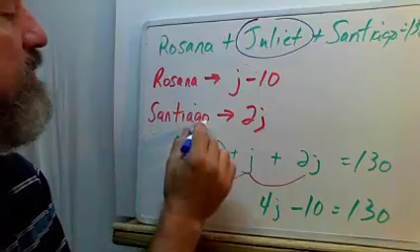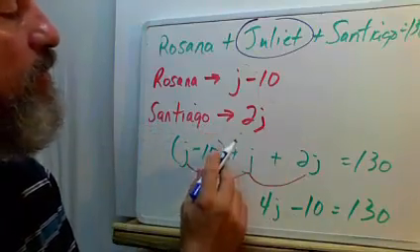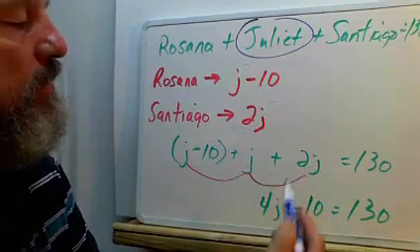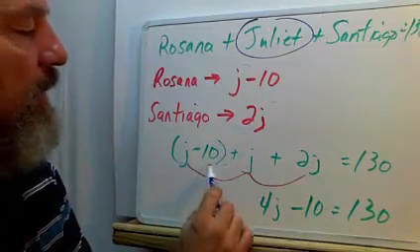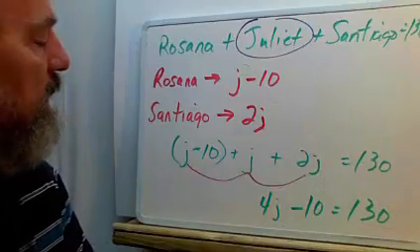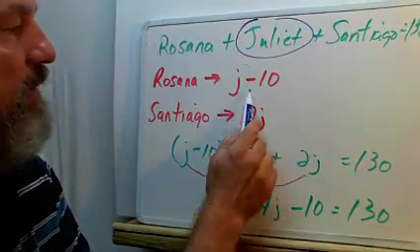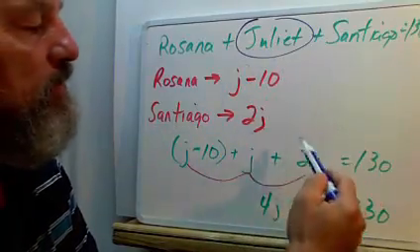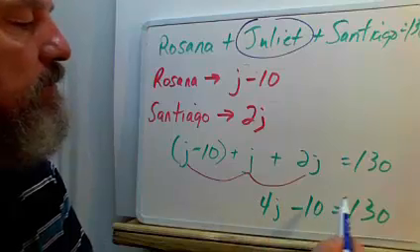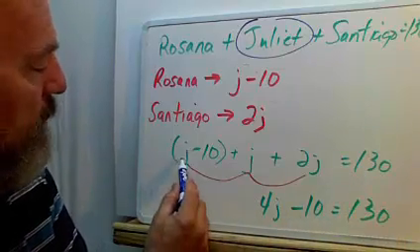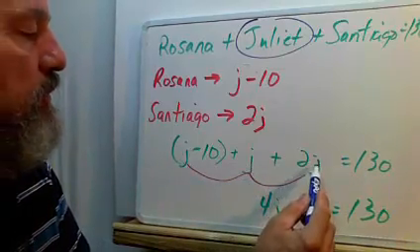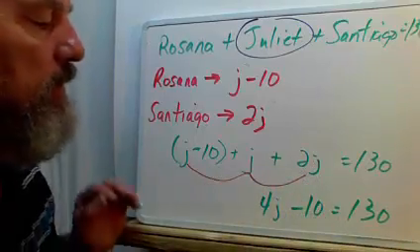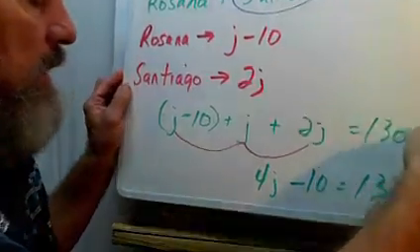Now we have Santiago. Well, that was easy. He collected twice as many as Juliet, so that obviously is 2 times Juliet, or 2J. So now if we add all this up, we will get our 130. So we have J minus 10, this part of it, plus J for Juliet, plus 2J for twice Juliet for Santiago, equals 130. We can combine the J and the 2J. That is 4J minus 10 equals 130. We'll continue on the next board.